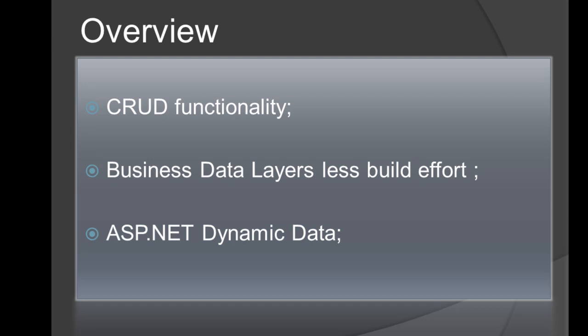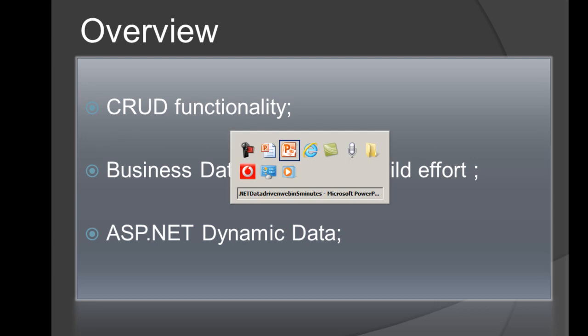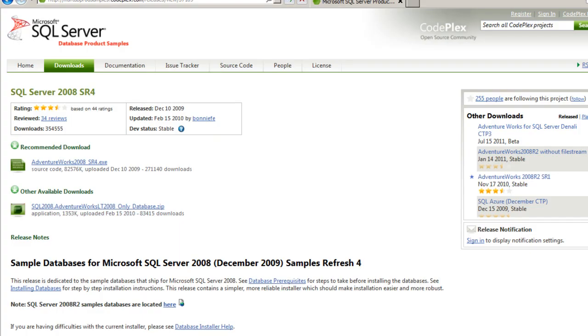ASP.NET Dynamic Data can be defined as a combination of Entity Framework and ASP.NET routing. For this webcast, I will use the famous .NET database example supplied by Microsoft, the famous AdventureWorks. Let's start our demo then.